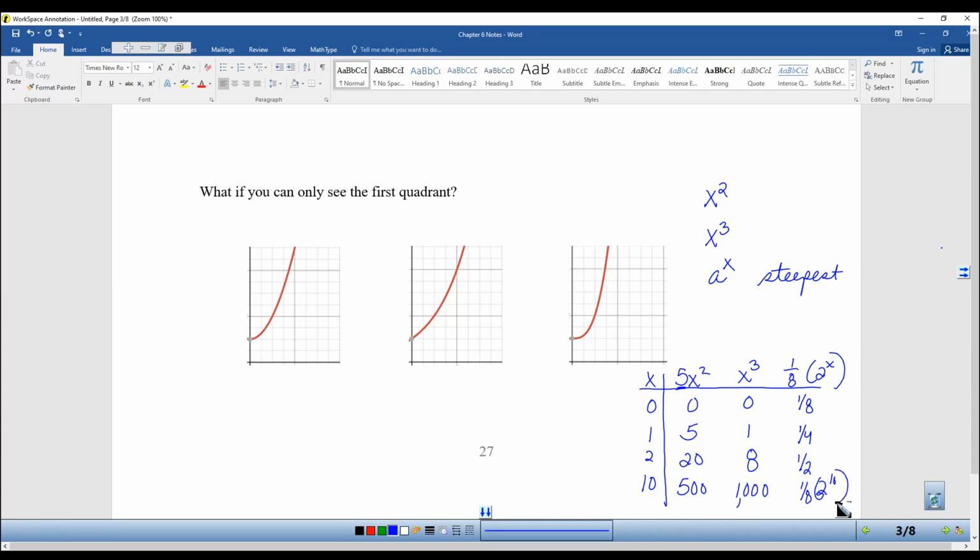So in the end, exponentials are always going to be the steepest and grow the fastest, even if you can't see it just by plugging in a few numbers.